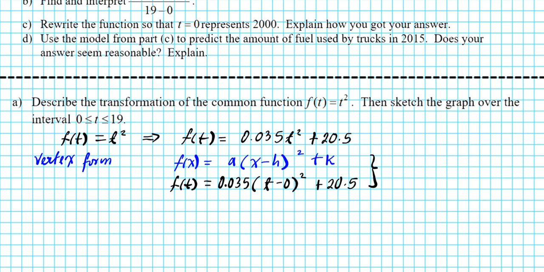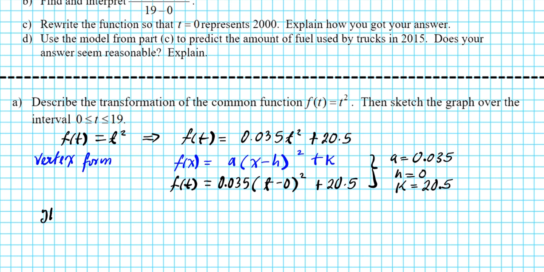Okay, so what does this tell us? It tells us that a is 0.035. This tells us about the reflection and dilation in the vertical direction. And we have h is equal to 0. That tells us the horizontal translation. And then k is 20.5. Okay, so what are the transformations here? Starting from this to that, the transformations are as follows.